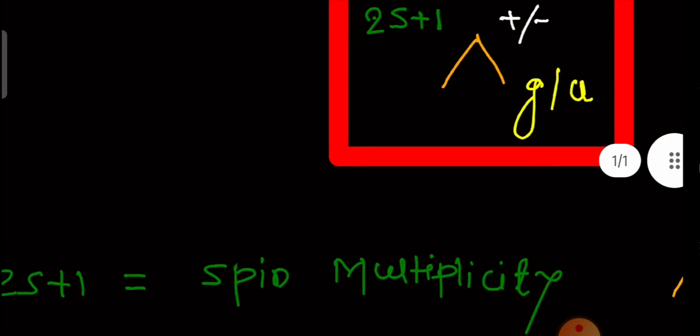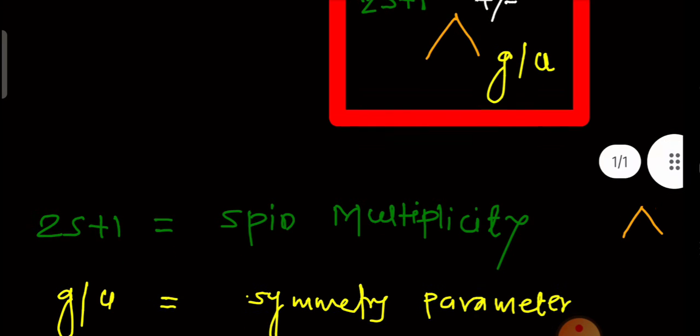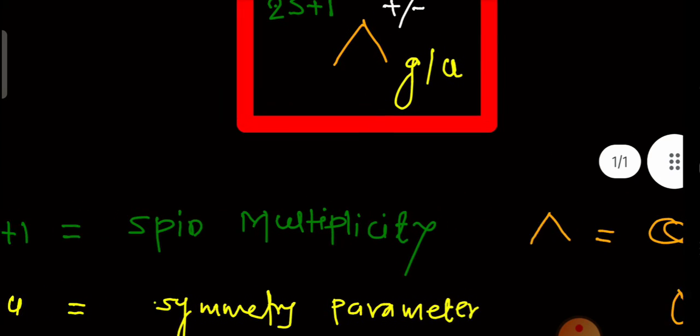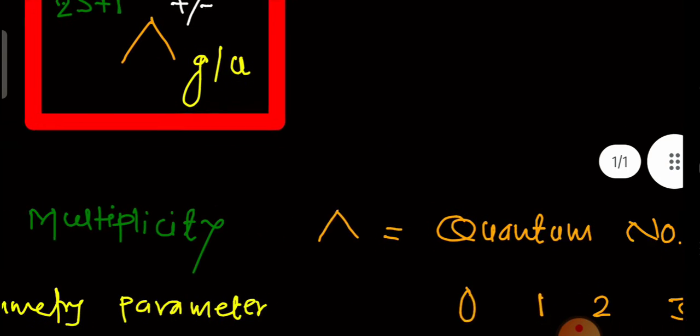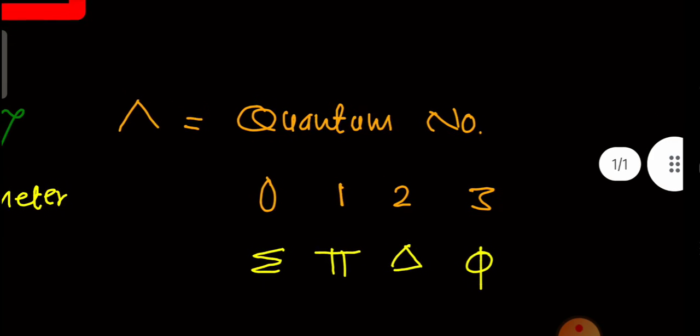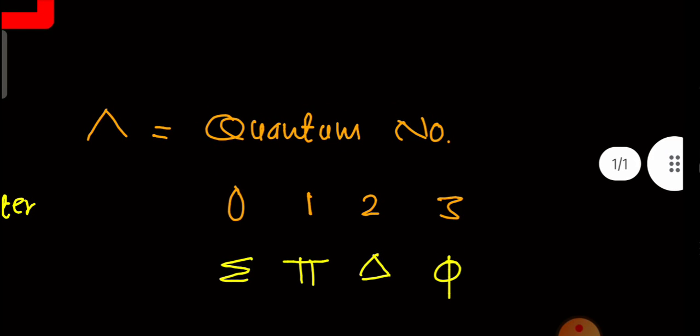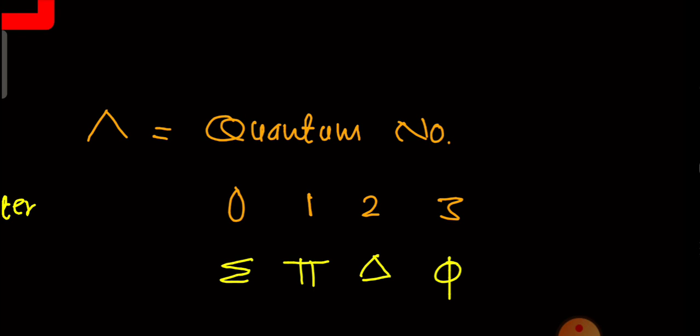So here 2S plus 1 is the spin multiplicity, and g or u is the symmetry parameter, or the centrosymmetric character, and Lambda is the quantum number. Like capital L in the term symbol, which is the orbital quantum number, we start from 0. Here also we start from 0, 1, 2, 3. For 0 it is sigma, for 1 it is pi, for 2 it is delta, and for 3 it is phi.